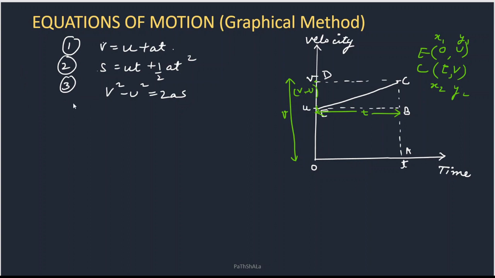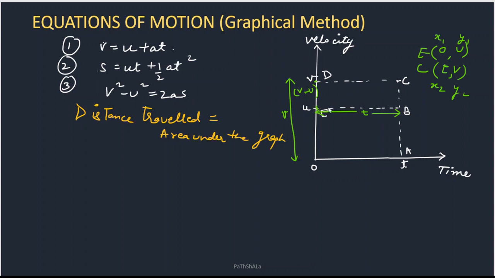So I'll simply say that the distance traveled is equal to the area under the graph. Which area is under the graph? This is my graph, the complete graph, so this complete area.